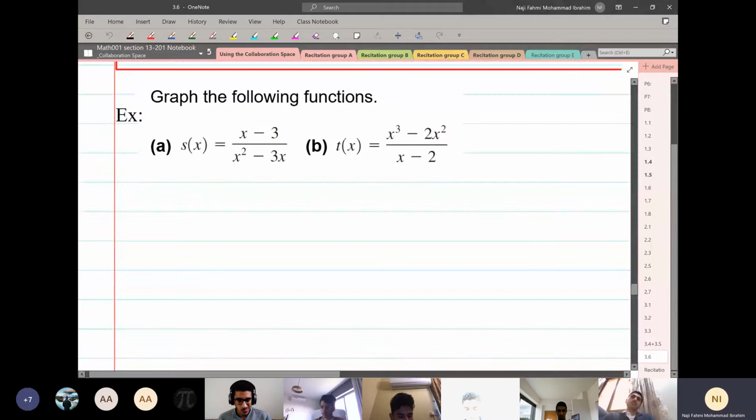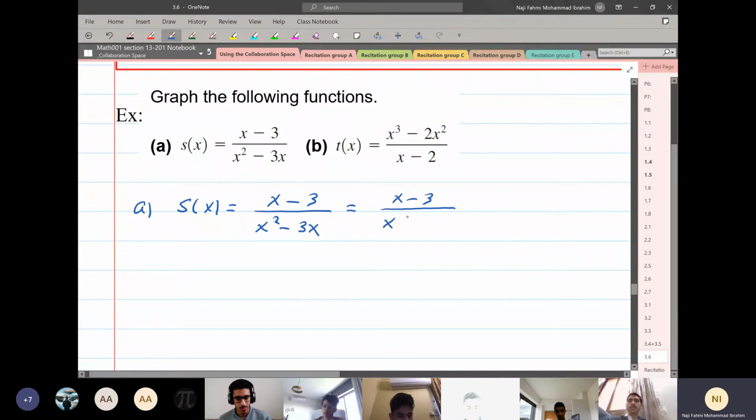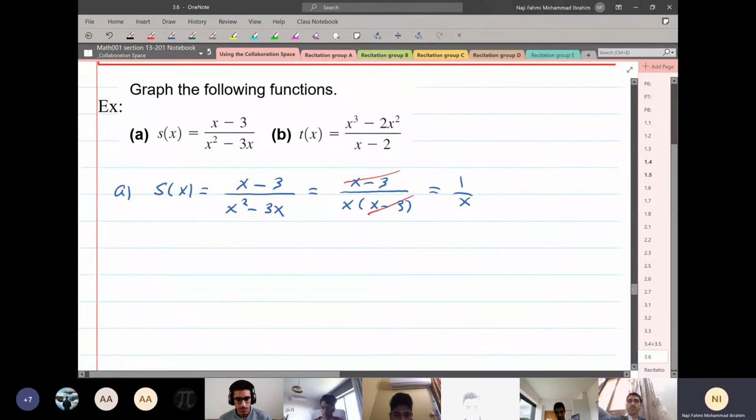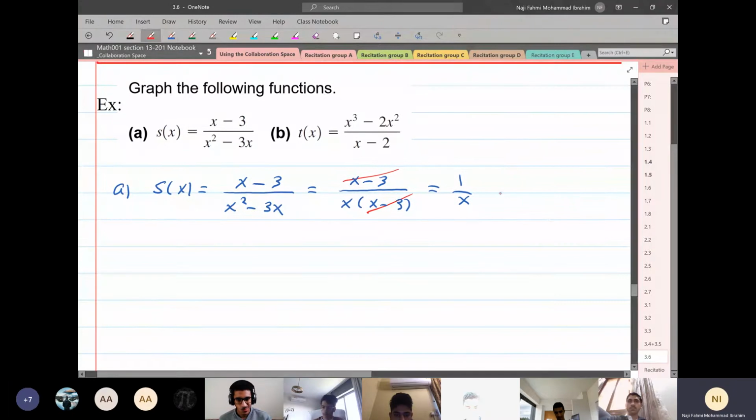What does it say? Graph the following functions. Let me start with the first one, which is s of x. Now in this function, can we factor? Of course, the answer is yes, common factor. I can take x as a common factor. Can I cancel x minus 3 with x minus 3? And the answer is what now? 1 over x. But now, can anyone tell me the condition that we put?